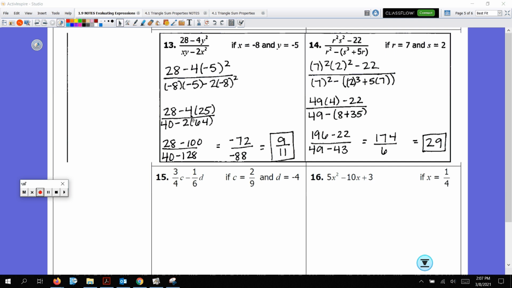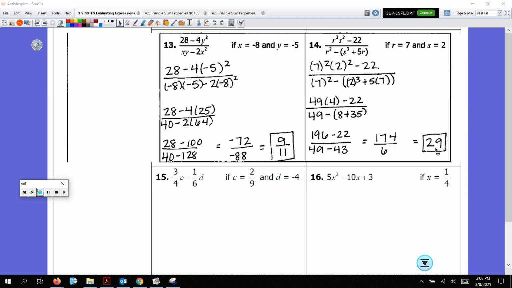Then the numerator, multiplication comes first. 4 times 25 is 100. So you have 28 minus 100. That gives us negative 72. And the denominator, multiplication comes before subtraction again. 2 times 64 is 128. So now I have 40 minus 128, and I get negative 88.